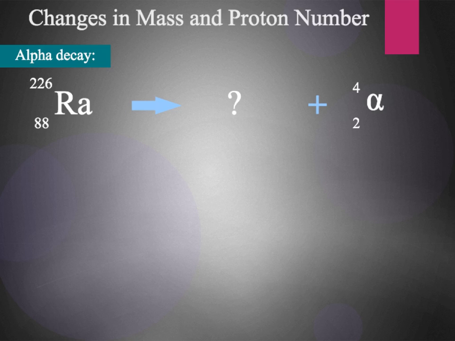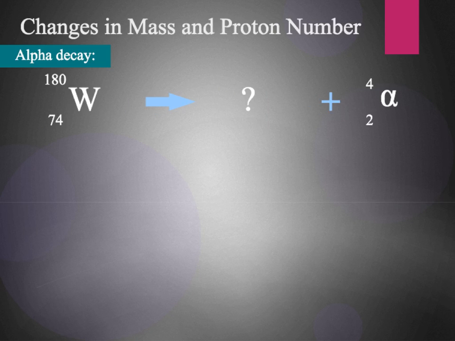Because this is alpha decay, we know that the mass number will have to decrease by 4, giving our new atom a mass number of 222. Likewise, our proton number will go down by 2, giving our new element a proton number of 86. When we look at the periodic table for element number 86, we find radon, which is given the symbol Rn.